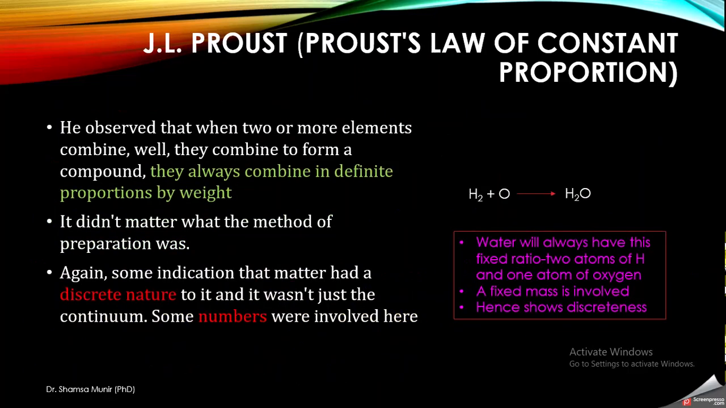Then there was another scientist called J.L. Proust, and he gave the law of constant proportion. According to this law, when two elements combine, they always combine in definite proportions by weight. That is, one atom of oxygen with a certain weight will combine with two atoms of hydrogen with certain weights, and they form water. In all the water molecules, you will have this fixed proportion. So again, this fixed proportion, the fixed weight, represents the discreteness of matter. Again, it points towards the discrete nature of matter and not the continuum nature of matter.